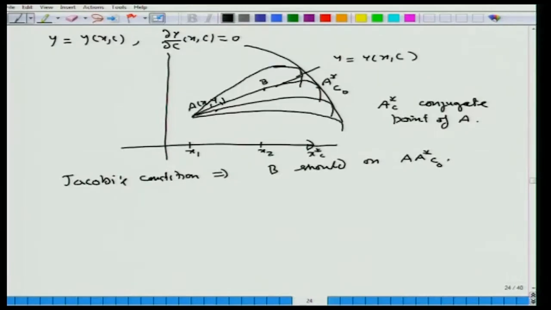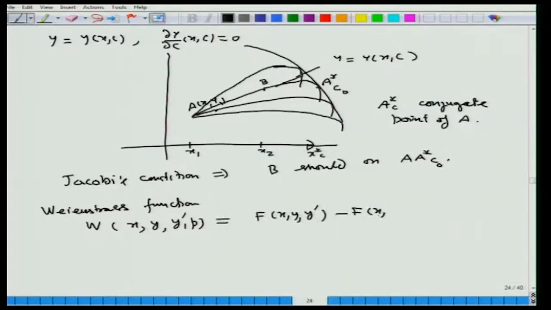Then we consider the Weierstrass function W(x, y, y', p), which we defined as f(x, y, y') minus f(x, y, p) minus (y' minus p) times f_p(x, y, p). Here p is actually p(x), which is dy/dx at (x, c0). So that means on the extremal we denote y' equal to p, which is the extremal y(x, c0).